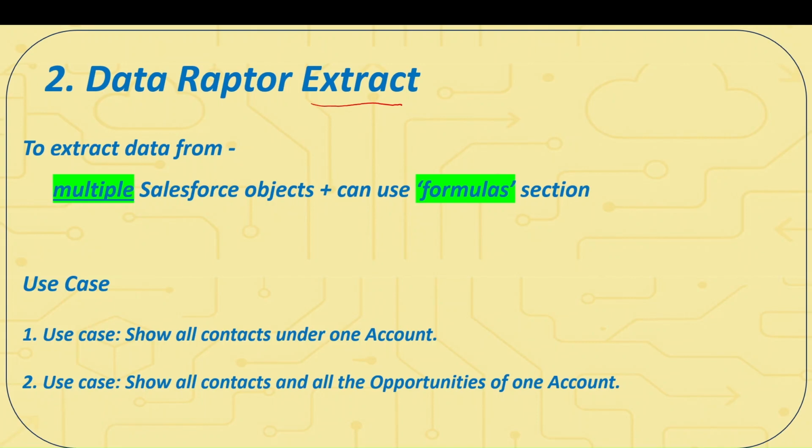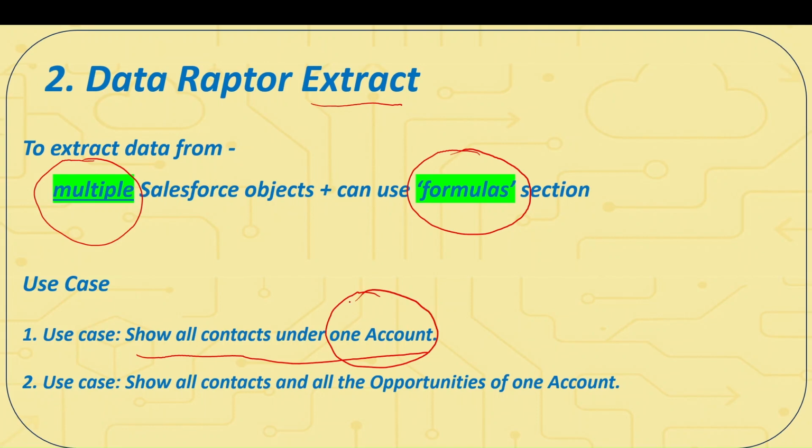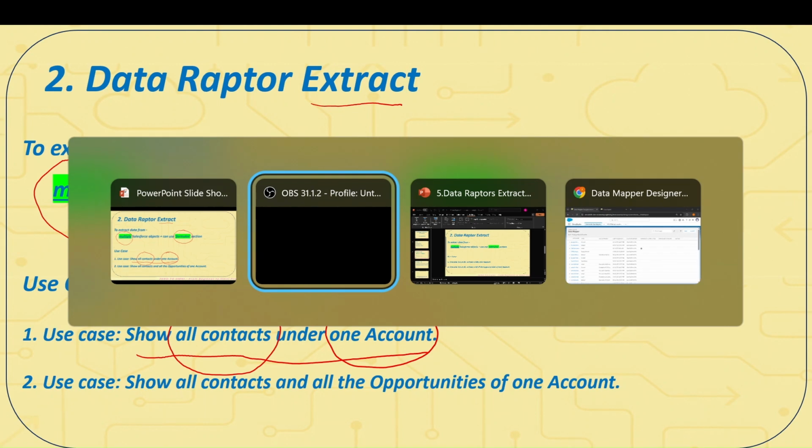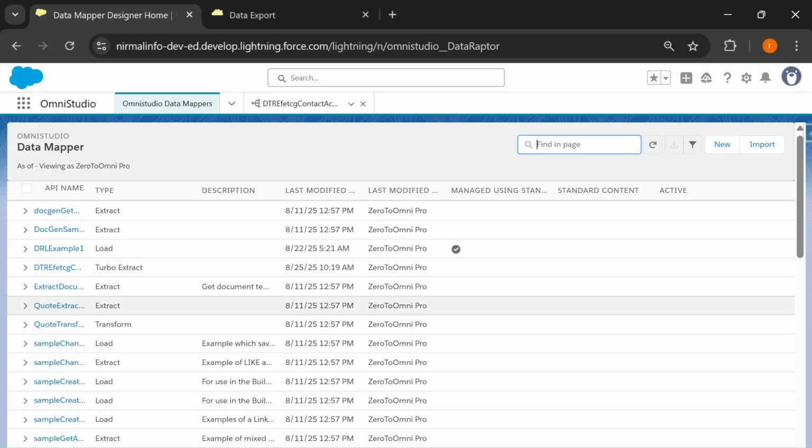But here, if you want to fetch data from multiple Salesforce objects which are related or indirectly related, we can use DataRaptor Extract. Also, in this DataRaptor, we do have one specific tab for the formula section. Let's understand this with one use case: show all contacts under one account. It means we have been given one account name and we need to show all the contacts under that account. Let me show you this in the org.